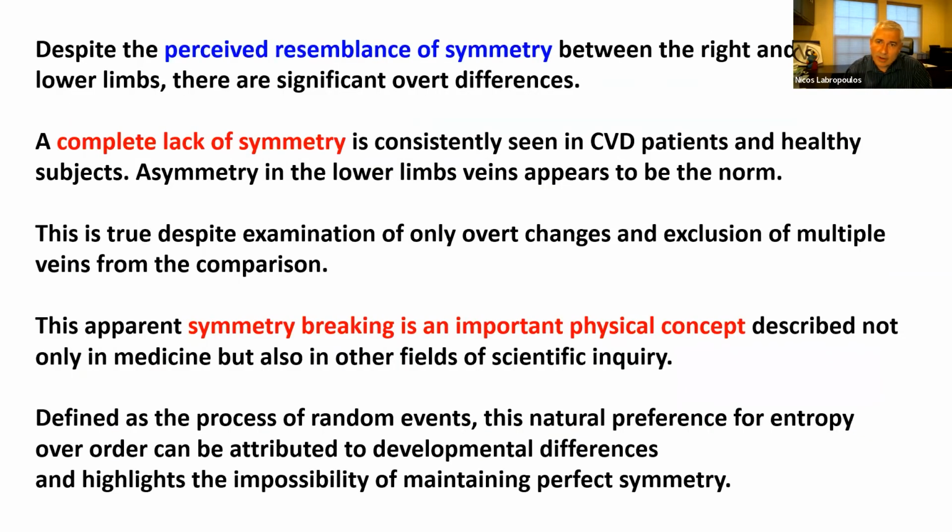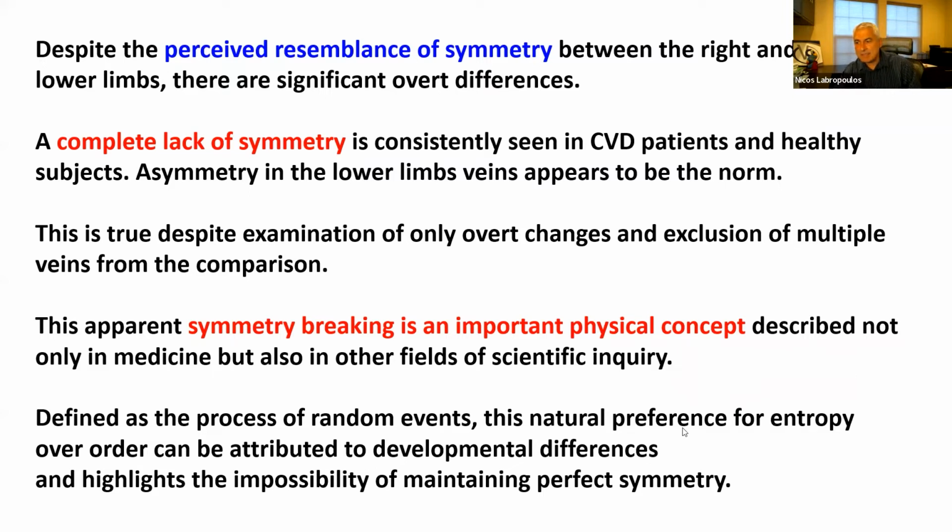And I said that we are born to be asymmetrical. Despite the perceived resemblance of symmetry between the right and left lower limbs, there are significant overt differences. A complete lack of symmetry is consistently seen in chronic venous disease patients and healthy subjects. Asymmetry in the lower limbs appears to be the norm, and actually is. This is true despite examination of only overt changes and exclusion of multiple veins for the comparison.